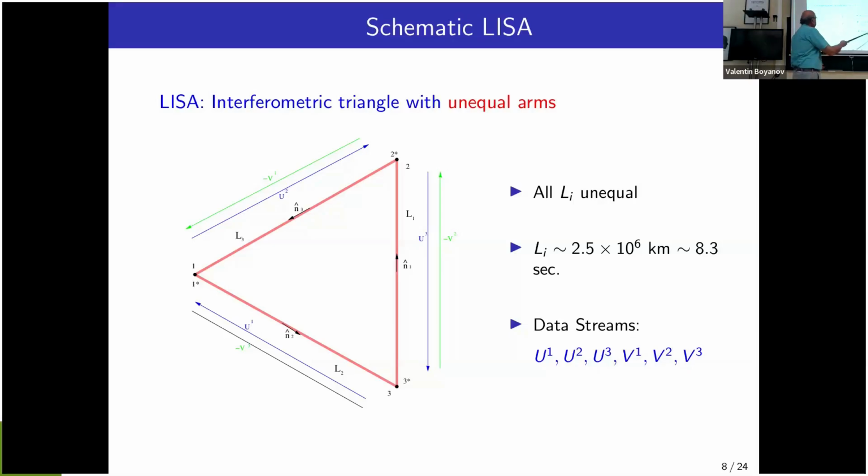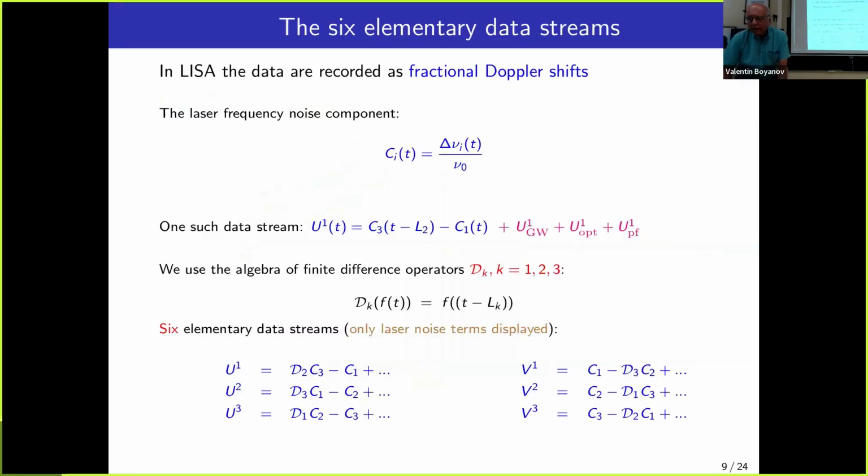Now, given these things, there is laser frequency noise in this. You want to cancel that laser frequency noise. So, how do you do this? And these are the data recorded as fractional Doppler shifts. You take them as frequency shifts. In our ground-based detectors, normally it's phase. Delta phi is taken here.